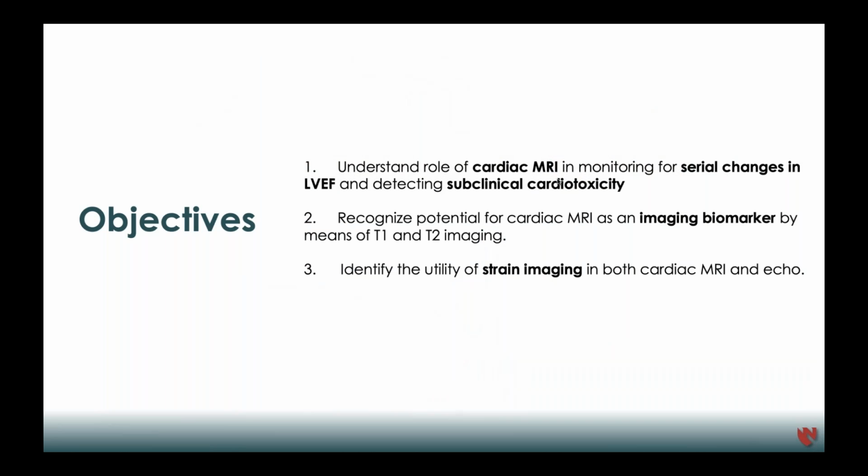So objectives for today. First thing, I want you guys to understand the role of cardiac MRI in monitoring for serial changes in LVEF, and going beyond that, and how we can use cardiac MRI to detect subclinical cardiotoxicity. Going from there, I want to teach you guys about using cardiac MRI as an imaging biomarker, and we do that by means of T1 and T2 imaging and LGE to some extent. So we'll be speaking a lot about that. And then finally, we'll talk about strain imaging, how it's used in both cardiac MRI and echo, and where there's some overlap between the two. And we'll have a couple cases in the midst of that and some checkpoint inhibitor stuff as well.